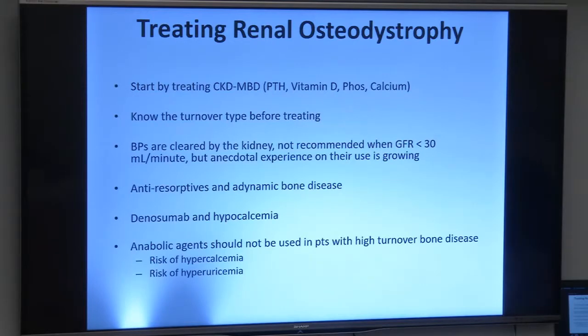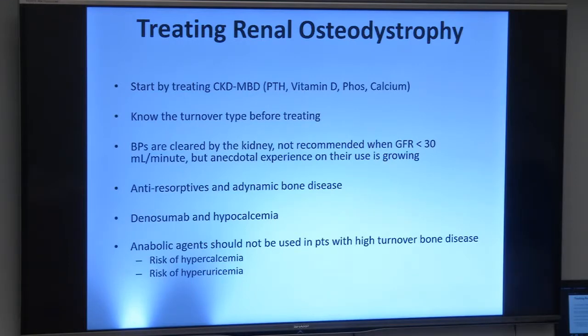Denosumab is a great choice as an antiresorptive because it's not cleared by the kidney. The only issue that you need to worry about with denosumab, in addition to everything that you normally worry about with denosumab and long-term use of it, is hypocalcemia and also reactive hyperparathyroidism. So when you give your renal failure patients DMAB, you should just make sure that their calciums are a little bit on the higher side of normal.